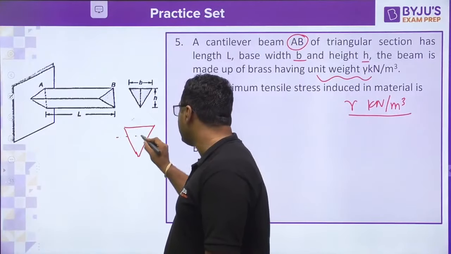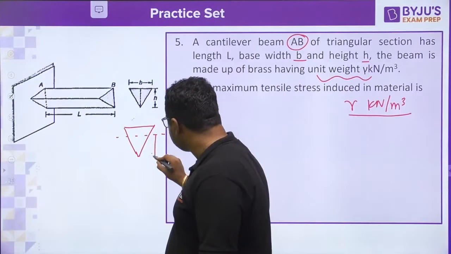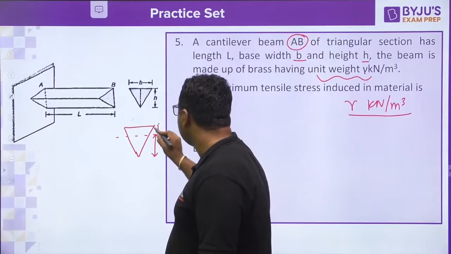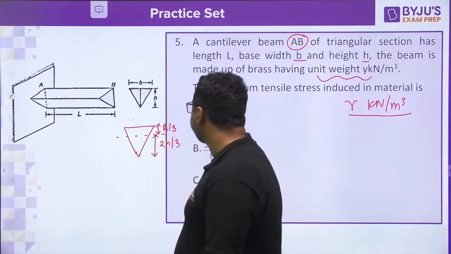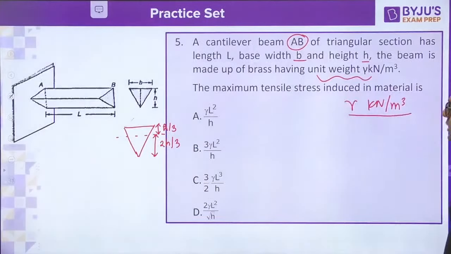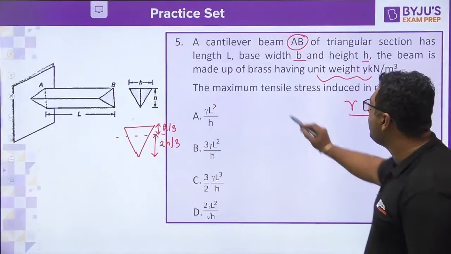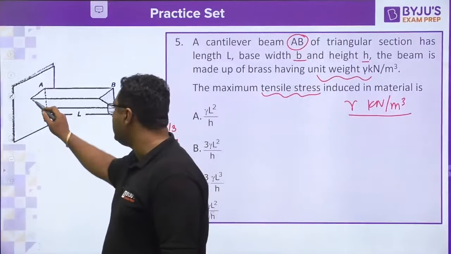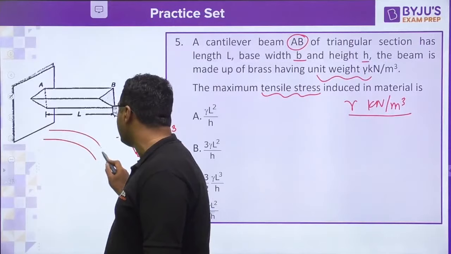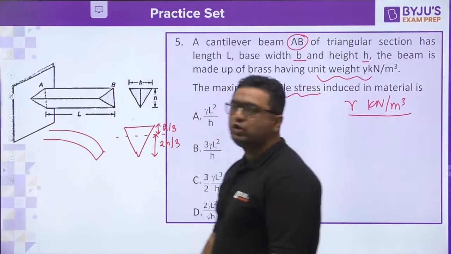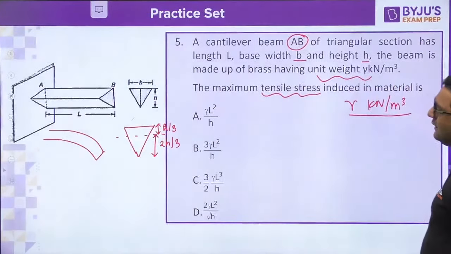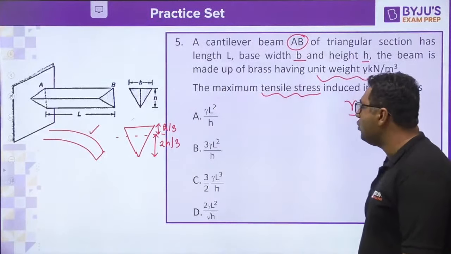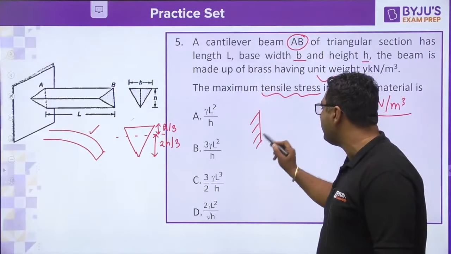So you know, if centroid, we are going to say here, this distance is going to be 2h by 3. This distance is h by 3. So when this distance is 2h by 3 and this is h by 3, you need to find out the maximum tensile stress. Due to load, obviously the beam is going to deviate like this, which is going to be hogging moment. So when it is hogging moment, obviously tension will be coming on the top fiber.